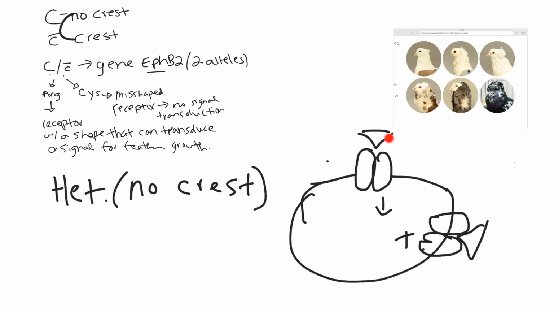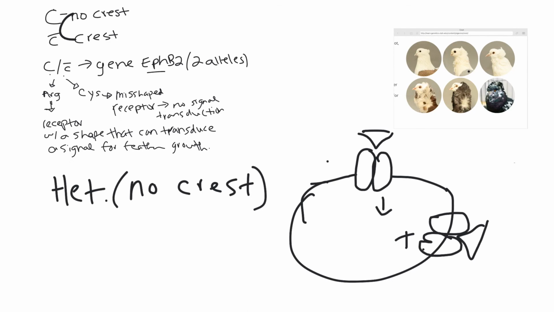So in a bird with all functional receptors, so every protein that's produced from both alleles, because it's homozygous for no crest, gives the signal transduction, which makes the feathers grow downward, so they don't have the crest. In a bird with two copies of this, what we're calling a crest allele, which just means the FB2 version that has the cysteine, has all misshapen receptors, so every receptor is like this, so there's no signal at all, and the feathers grow up.